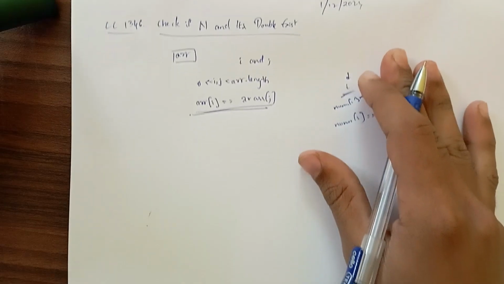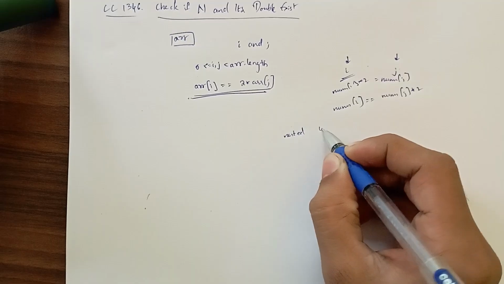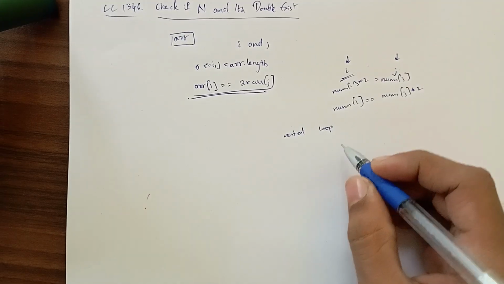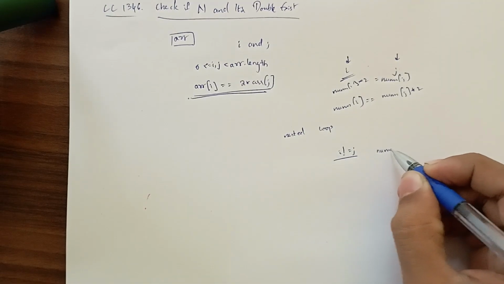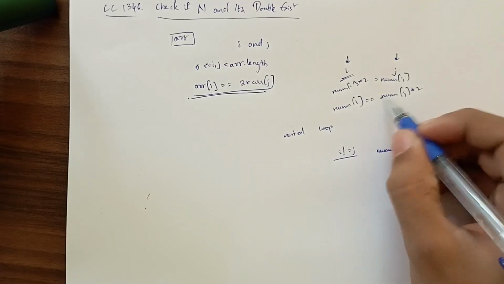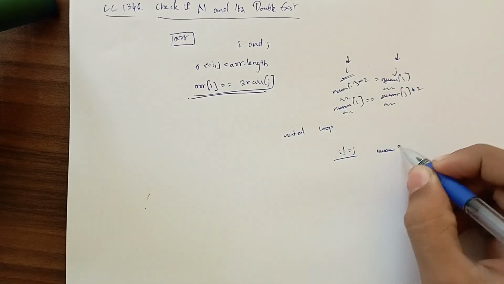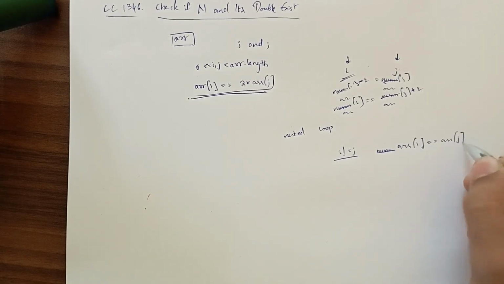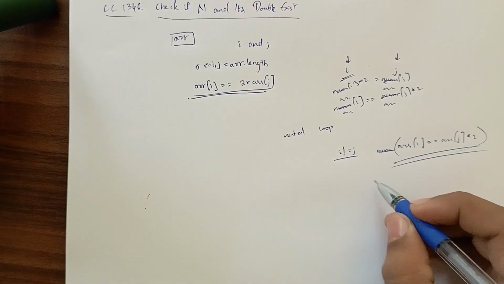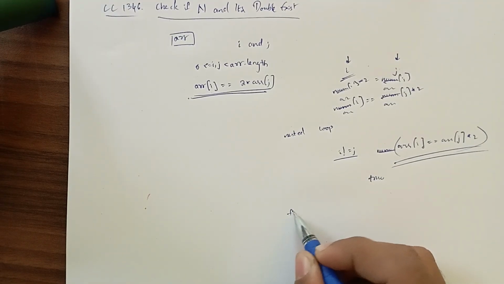So we can approach this problem with a simple nested loop by checking i is not equal to j and, sorry, here array of i is equal to array of j into 2. So if this condition is satisfied, we will be returning true, else we will be returning false.